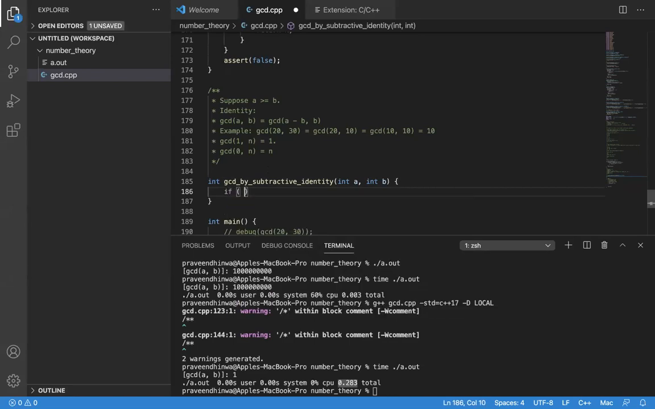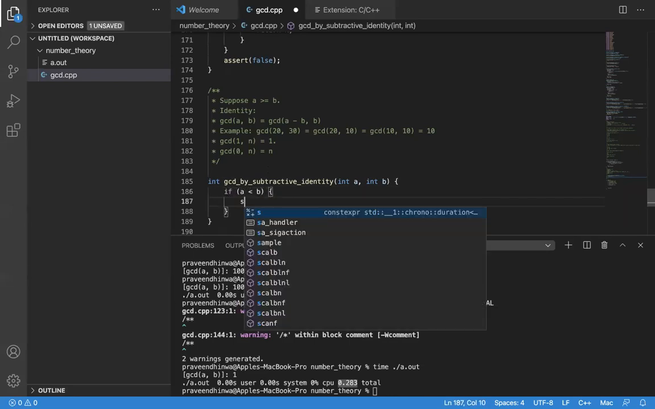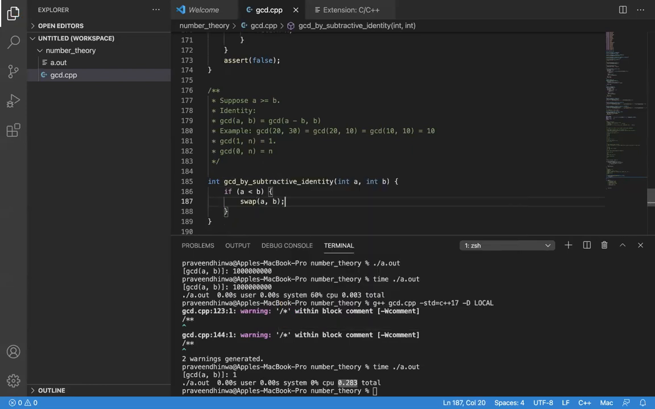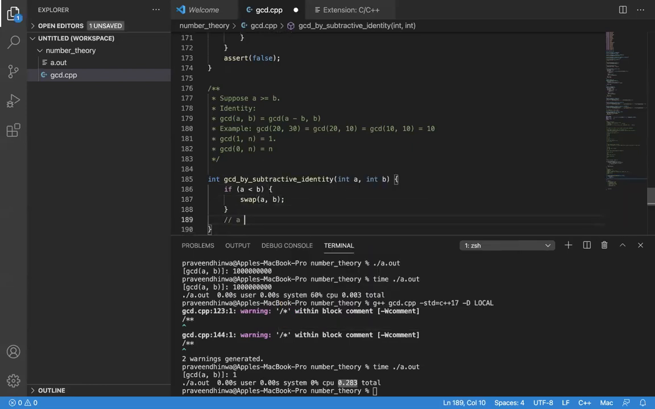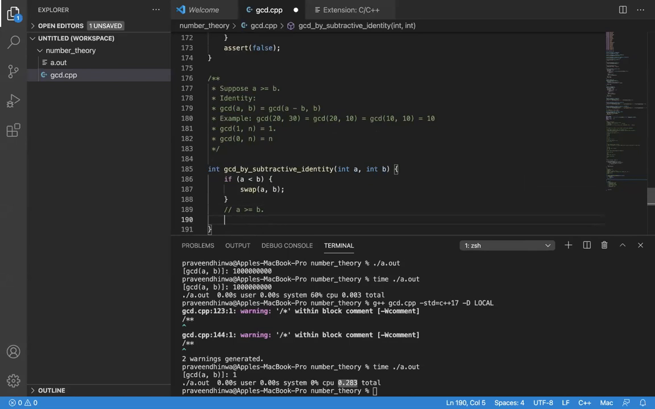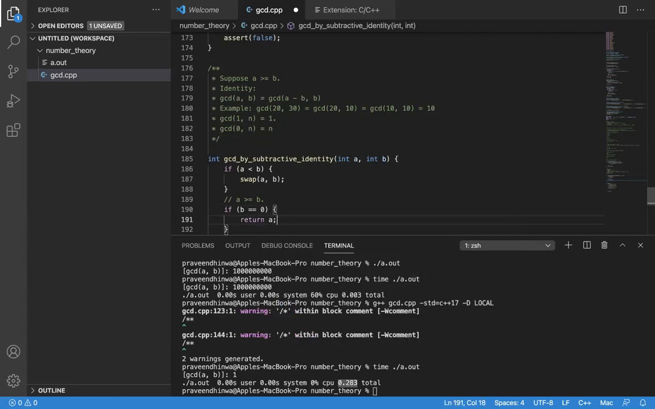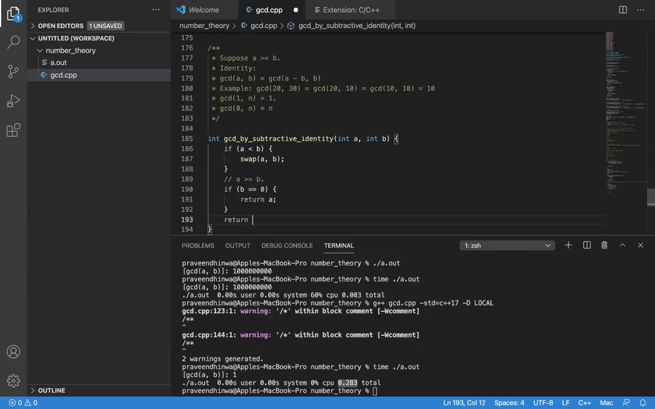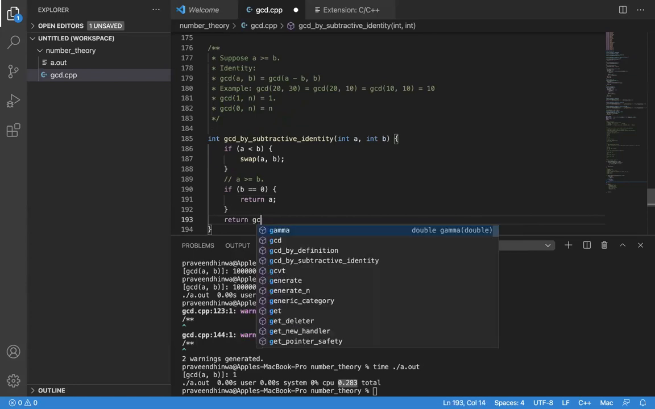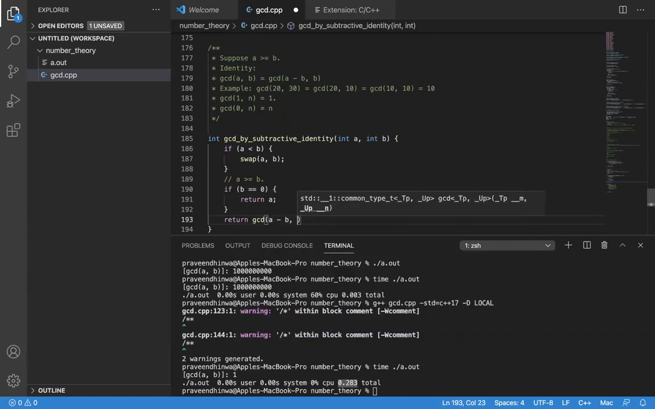First, if a is less than b, we just swap a comma b. So at this step, a will be greater or equal to b. Fine. So I check if b is equal to 0, then I can just return a. Otherwise, what can I do? I will do GCD of a minus b comma b. So this is your base case.